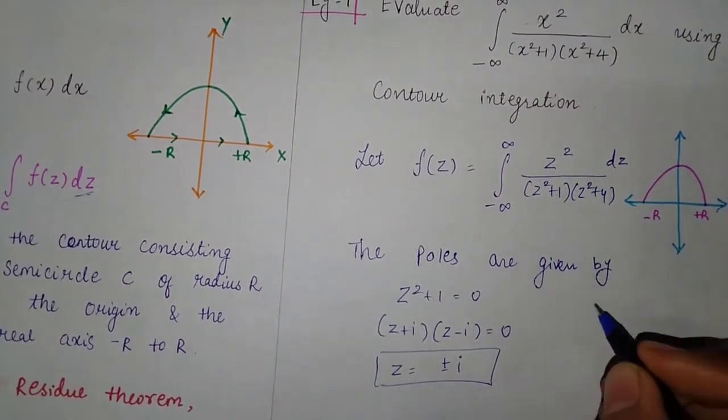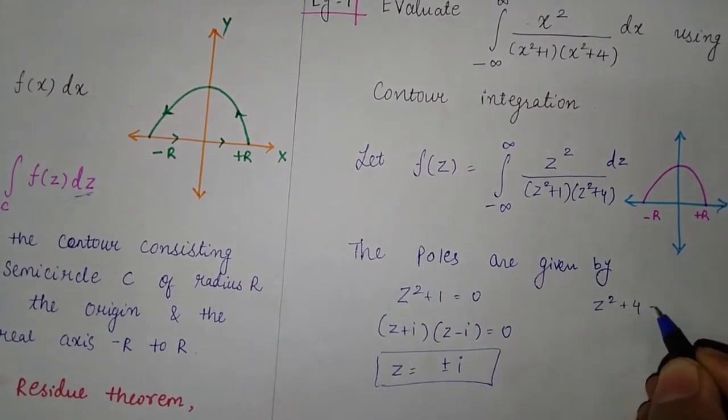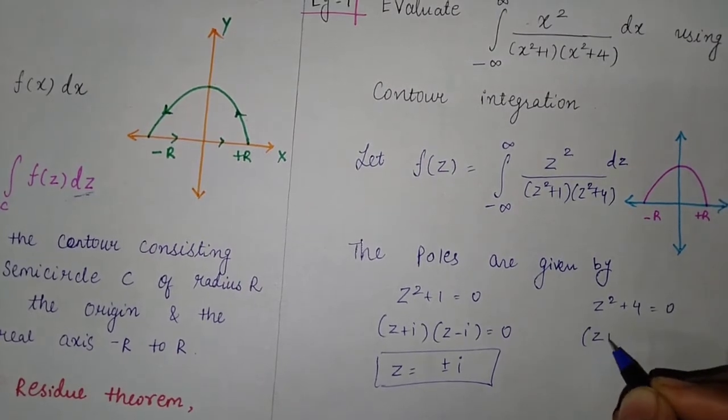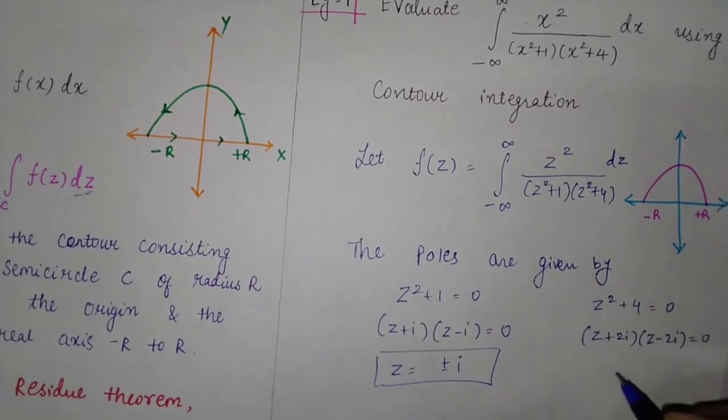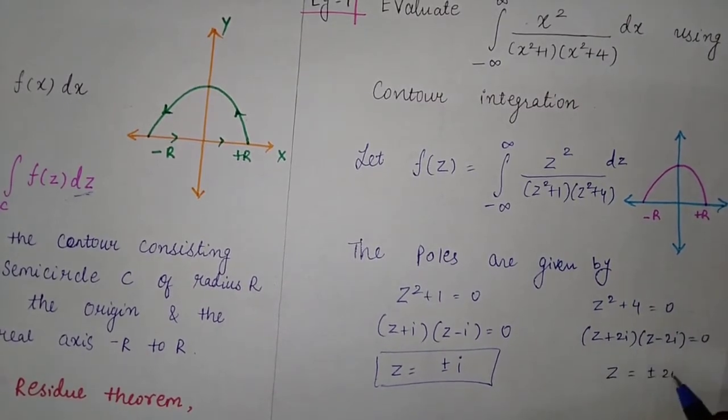અને આ પોઈન્ટને પણ 0 લઈએ, then we will get z square plus 4 equal to 0. That means z plus 2i into z minus 2i equal to 0. So we get z plus or minus 2i.